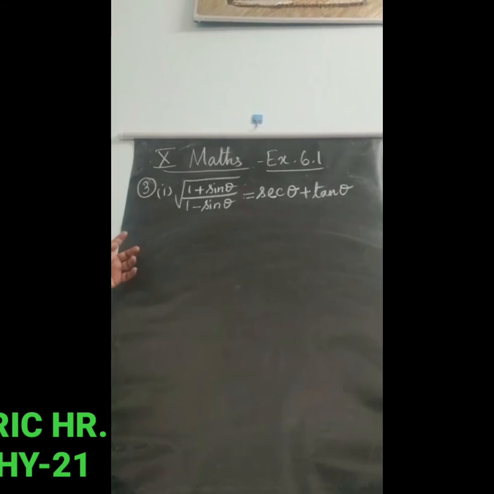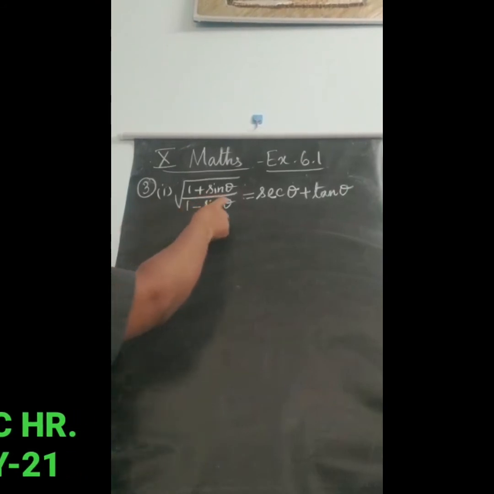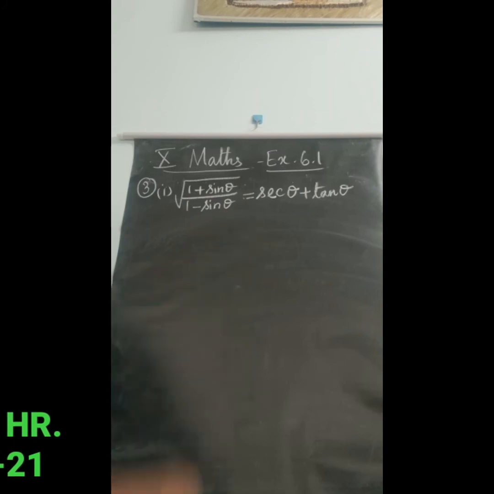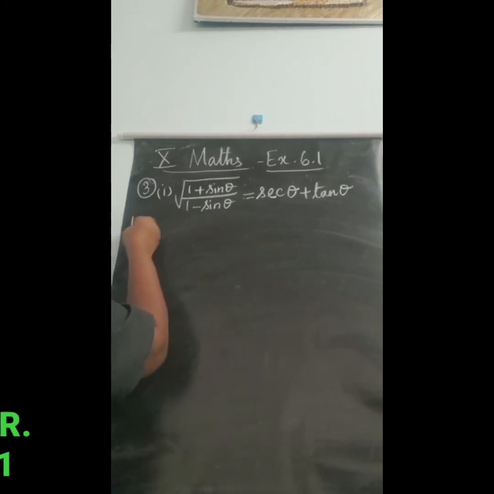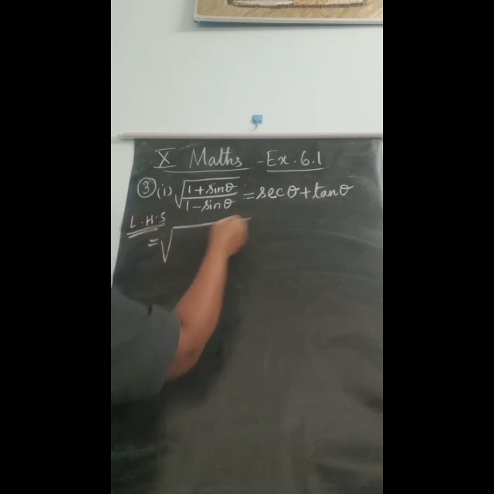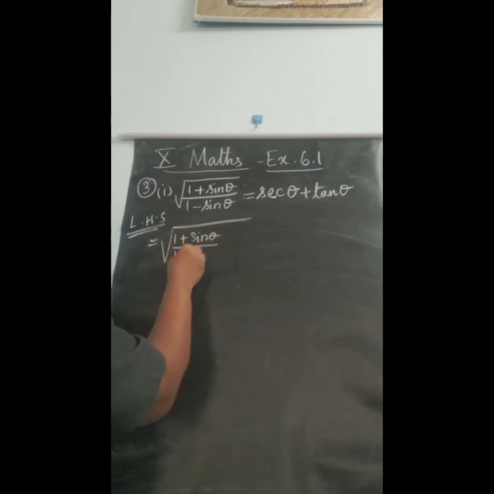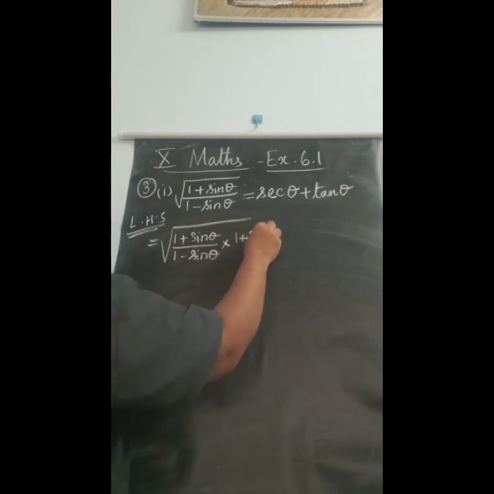Let us see the third sum. First question, root of 1 plus sin theta divided by 1 minus sin theta is equal to secant theta plus tan theta. So let us take the LHS. LHS is equal to root of 1 plus sin theta divided by 1 minus sin theta. You have to multiply and divide by the conjugate, so 1 plus sin theta divided by 1 plus sin theta.